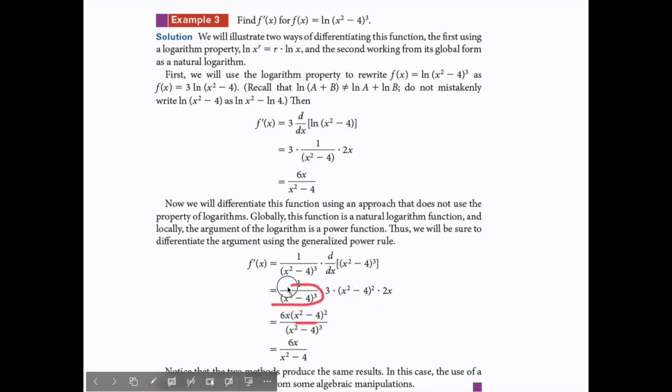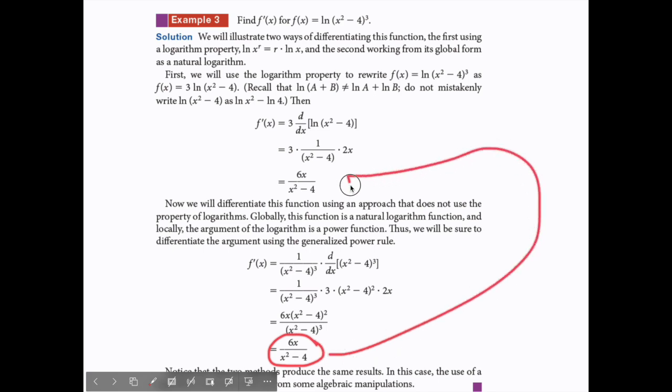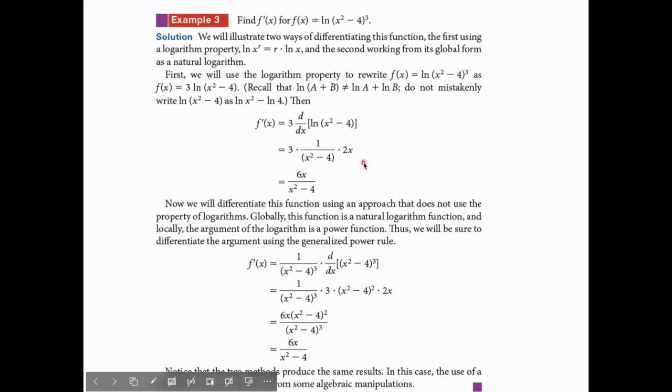And that's all over x squared minus 4 all raised to the third power. I can get rid of two of these on the top and the bottom. I have a factor of x squared minus 4 on the top and the bottom. And in fact, I have two of them in common on the top and the bottom. So when I get rid of those two factors, I'm only left with one in the denominator. So my final answer is 6x over x squared minus 4. And as you can see, they come out the same.